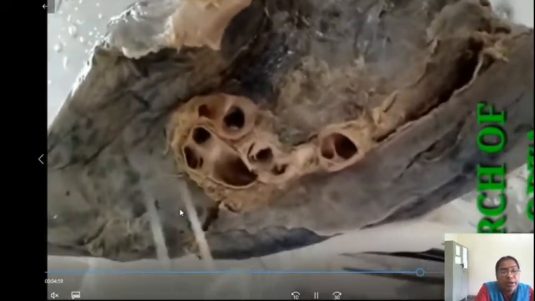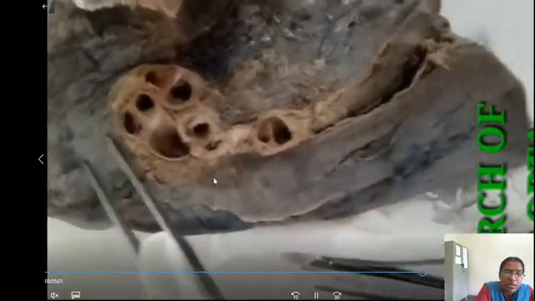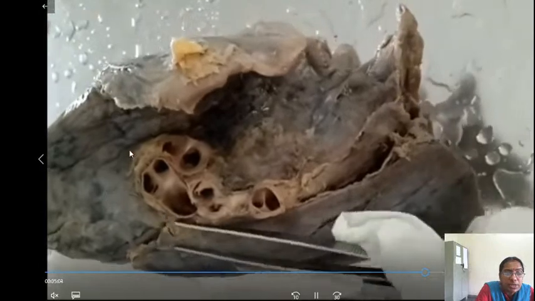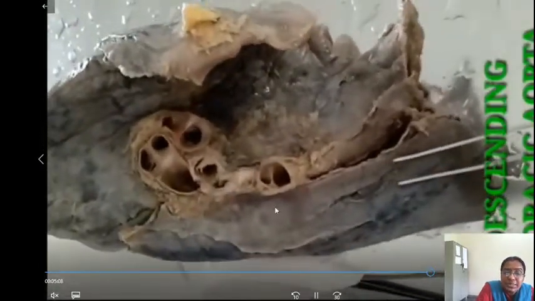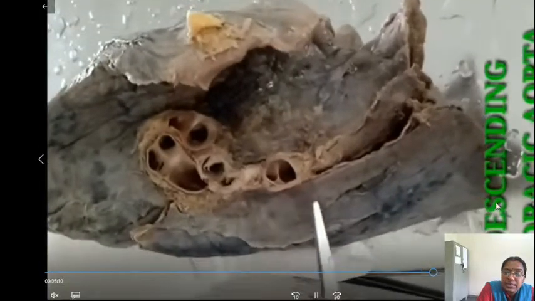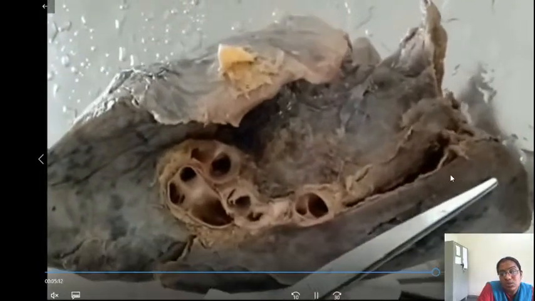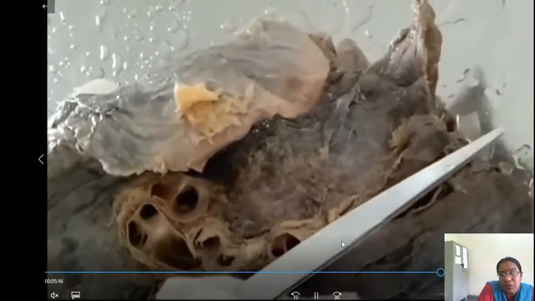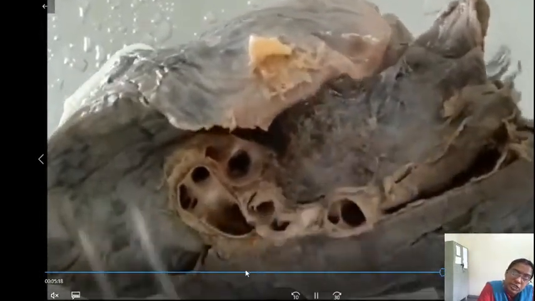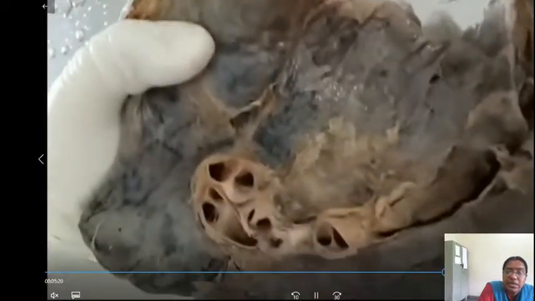Now coming to the impressions of the medial surface. Above the root, what is the impression? It is the arch of the aorta. This is the impression of the arch of the aorta, which is extending downwards as the descending thoracic aorta. So in this way it will be going on. This is the impression for the descending thoracic aorta.